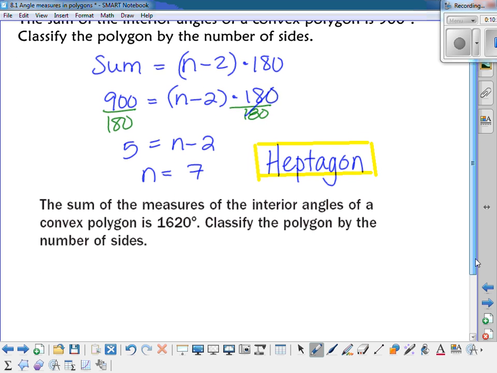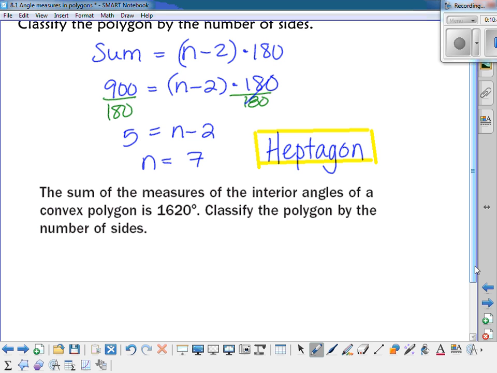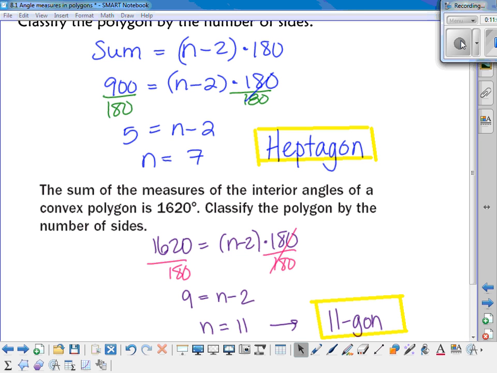I'd like you to try this next one on your own. The sum of the measures of the interior angles of a convex polygon is 1620 degrees. Classify the polygon by the number of sides. Pause the video now and do the problem on your own. Okay, hopefully you got that you had an 11-gon.